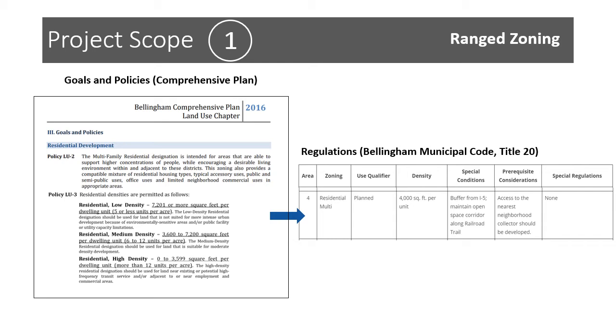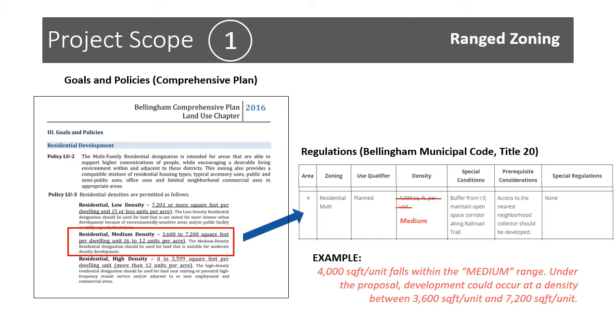On the left-hand side of the screen, you can see Policy LU-3 from the City of Bellingham Comprehensive Plan that outlines the permitted densities. On the right-hand side of the page is an example from one of the 94 residential multi-sub-areas and the current allowed density of 4,000 square feet per unit.